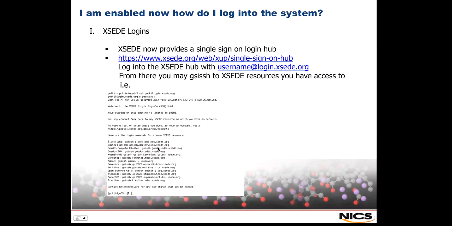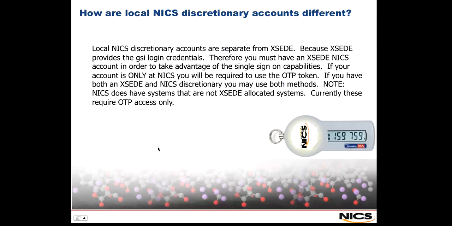Okay, but how are local NICS discretionary accounts different? Well, the reason you cannot use the XSEDE single sign-on hub if you have strictly only a discretionary account is that XSEDE provides the credentials, the GSI credentials. If you don't have an XSEDE project, then you won't be able to get the XSEDE credentials, so you will have to use a one-time password token.